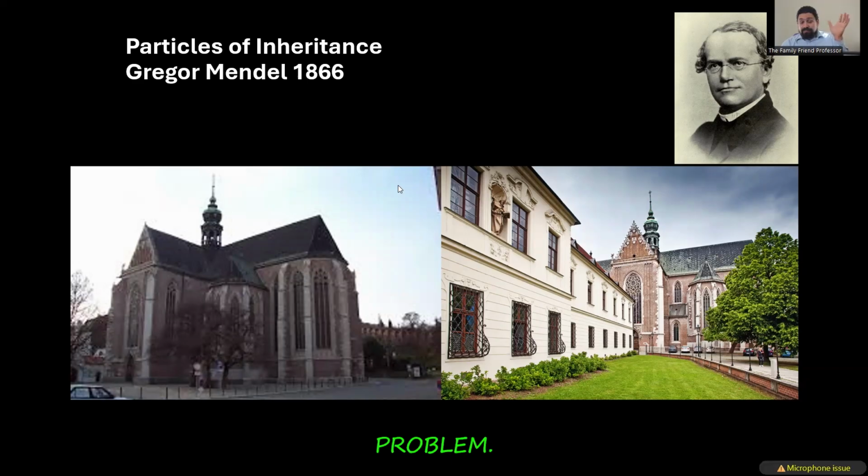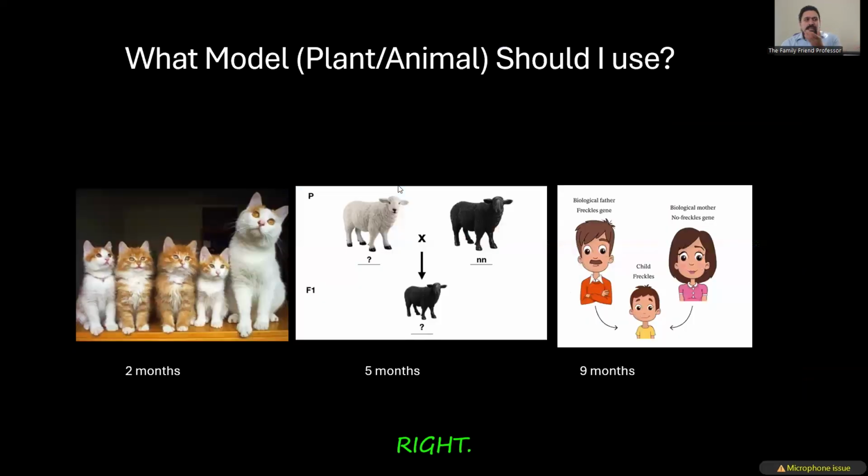But there's a problem. He needs to decide what type of model he is going to use. If you wanted to cross two different individuals and look at the progeny, you better pick something that doesn't take so long. Cats take about 2 months to produce their offspring, sheep 5 months, and humans about 9 months. If you were Mendel, what would you pick? Cats, sheep, or humans?